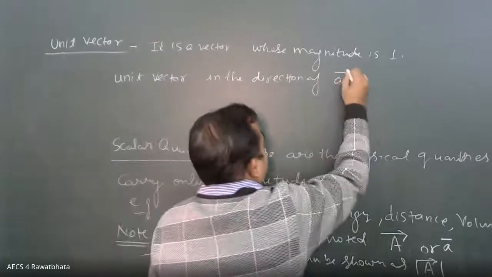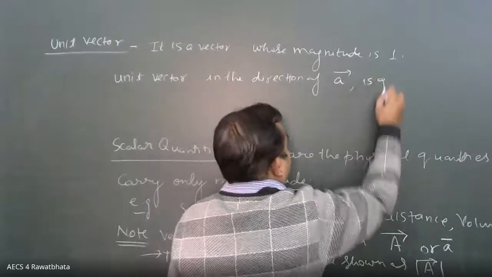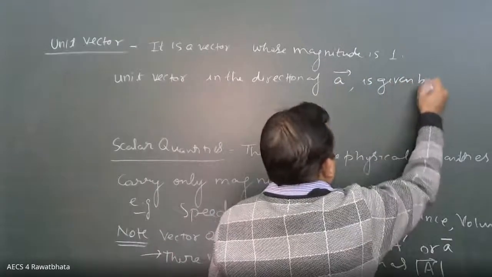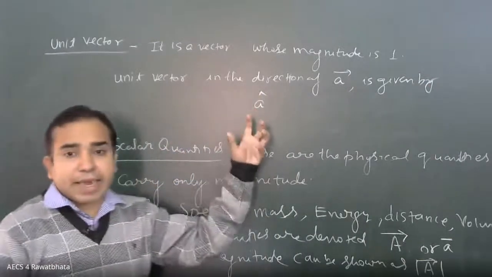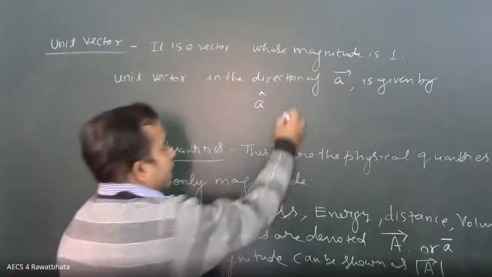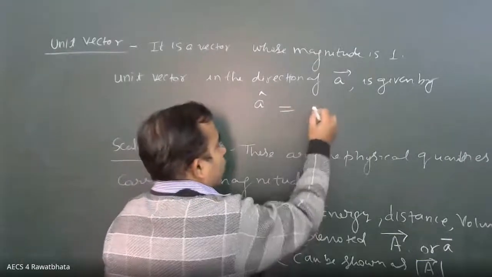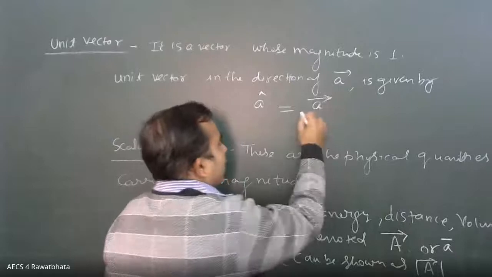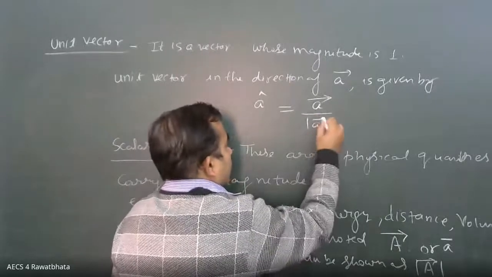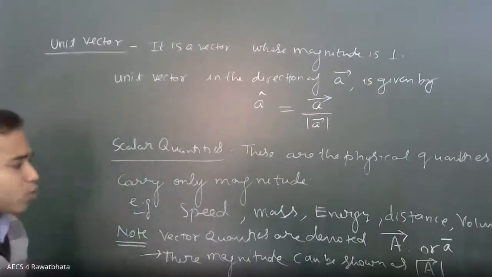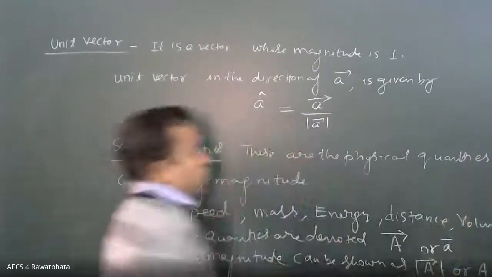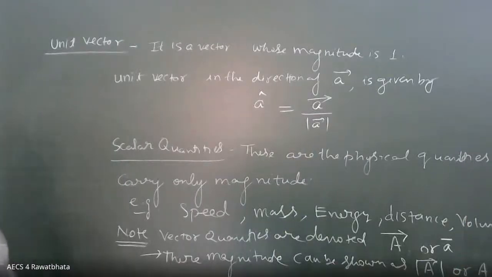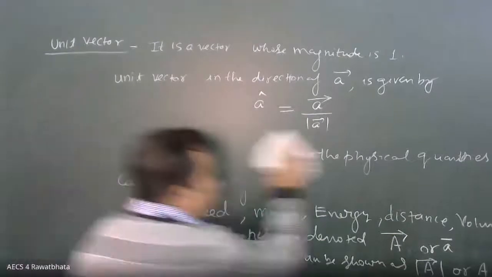Suppose any vector a is given. What we do, we show it by a cap; we read it as a cap or a hat. And we give it by the formula: you write the vector and divide by its magnitude. Sometimes we write the magnitude like this also, removing the arrow. That denotes the magnitude.